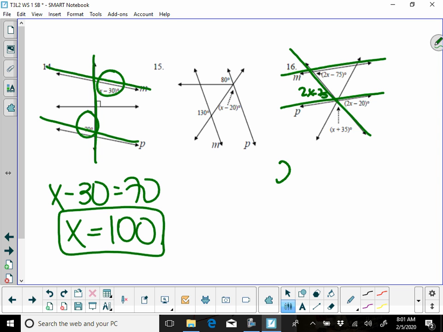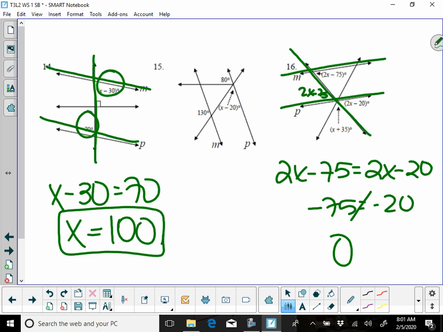And if you do that, then we'd set them equal to each other. And it's the same way if you did the corresponding. Okay, and the two x's are going to cancel out, and negative 75 does not equal negative 20. So there is not an answer for x that's going to make those lines parallel.